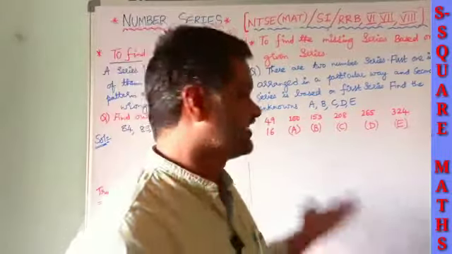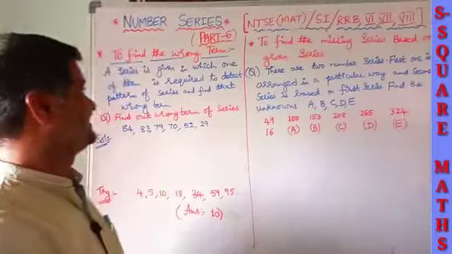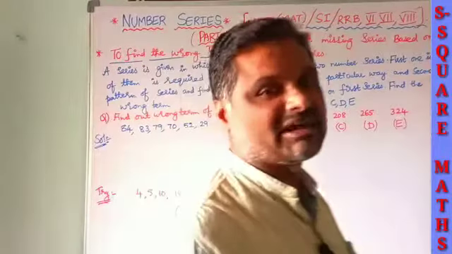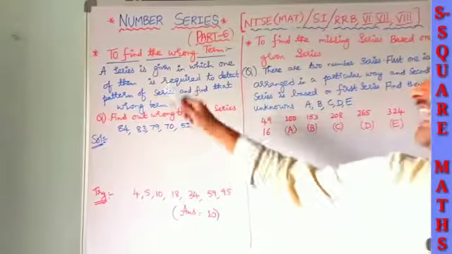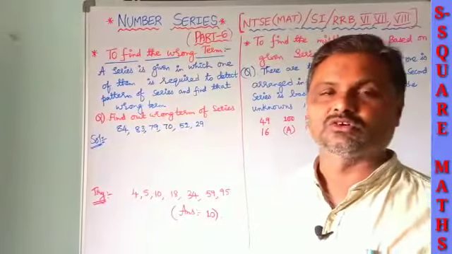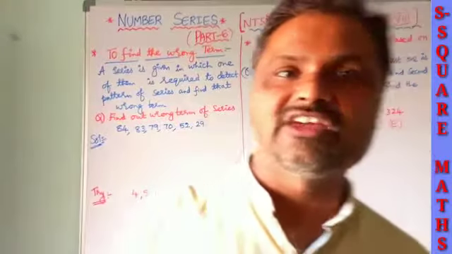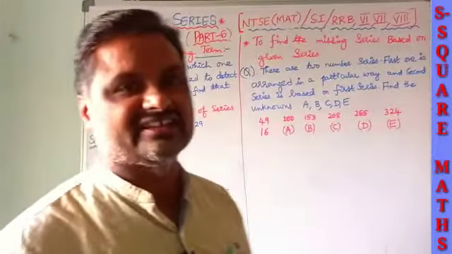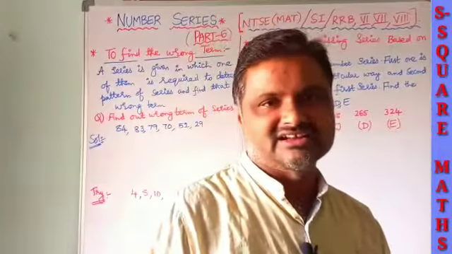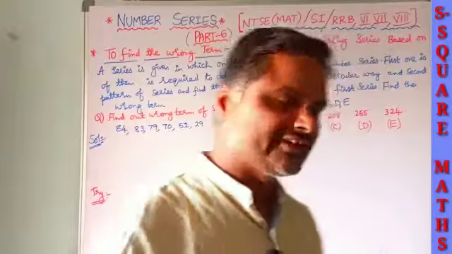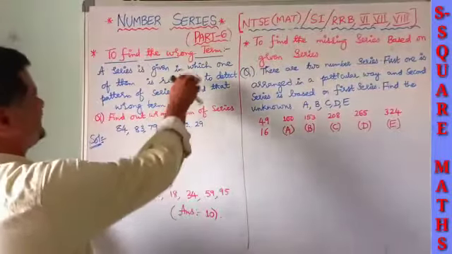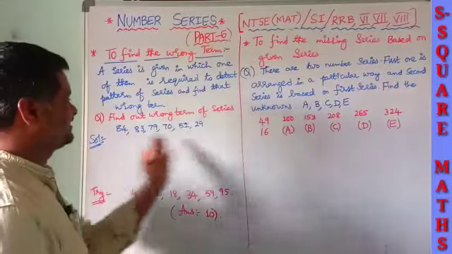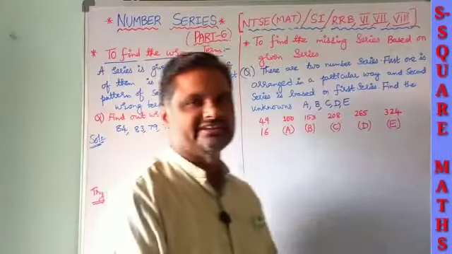So far we discussed various parts of the number series. Next number series is part 6, to find the wrong term. So this session plays a very important role here. So far we discussed various patterns, various series, and formulas for the given patterns. Okay. So now, to find the wrong term. Here some terms are listed below.